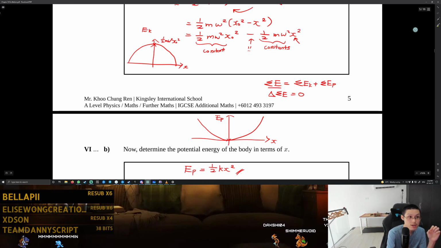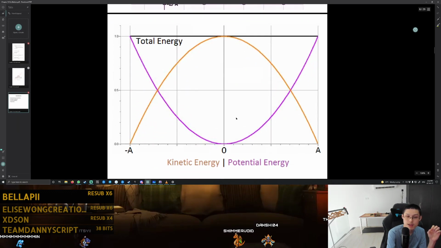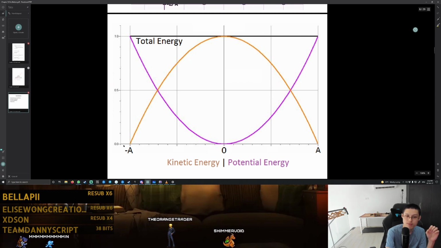Let me just show you what that looks like here on the graph. There. The orange line represents your kinetic energy, the purple line represents your potential energy. When you combine them together, you get the black line over here using the principle of superposition. If you combine this with this, you get this. There you go.